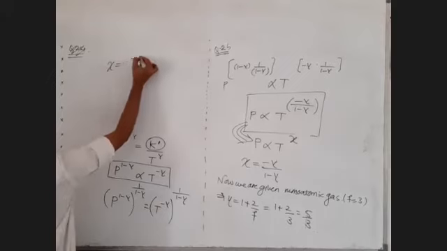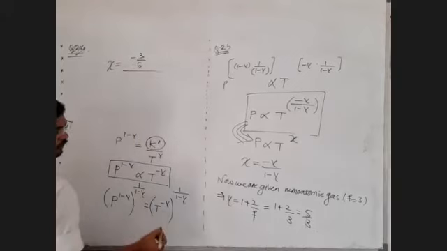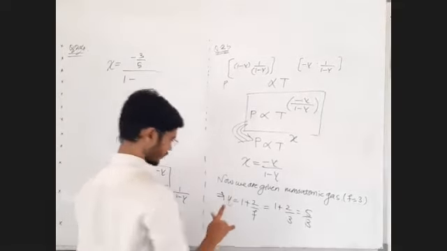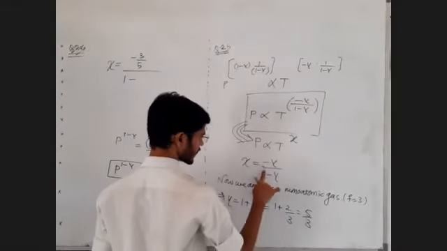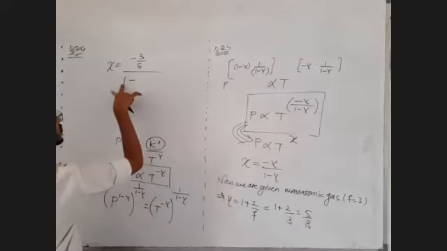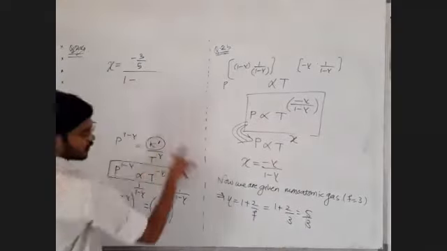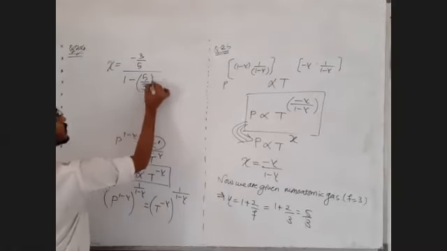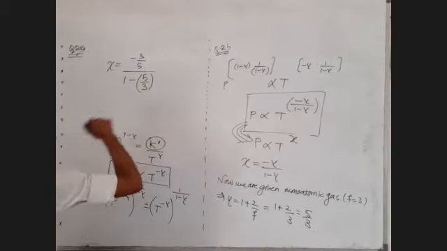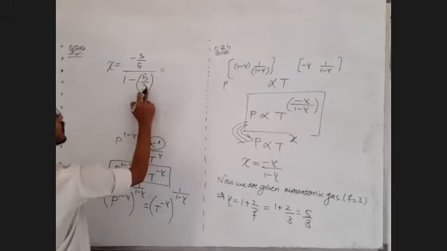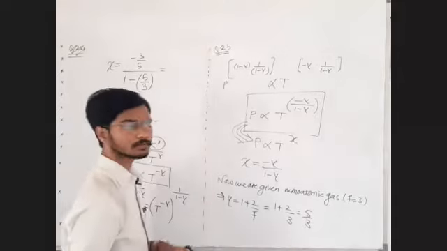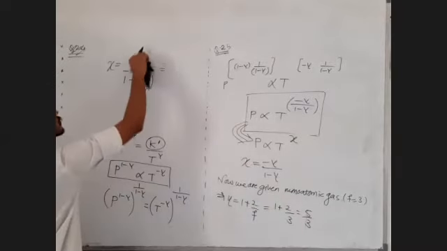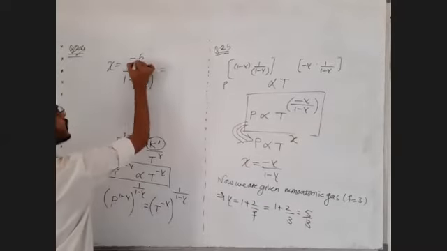X is equal to minus gamma divided by 1 minus gamma. Do not get confused with the sign. Gamma is a positive value. Minus as it is, 1 as it is. Gamma is always greater than 1, which means it is always positive. I made a mistake. I wrote here 3 upon 5. Gamma is 5 upon 3.